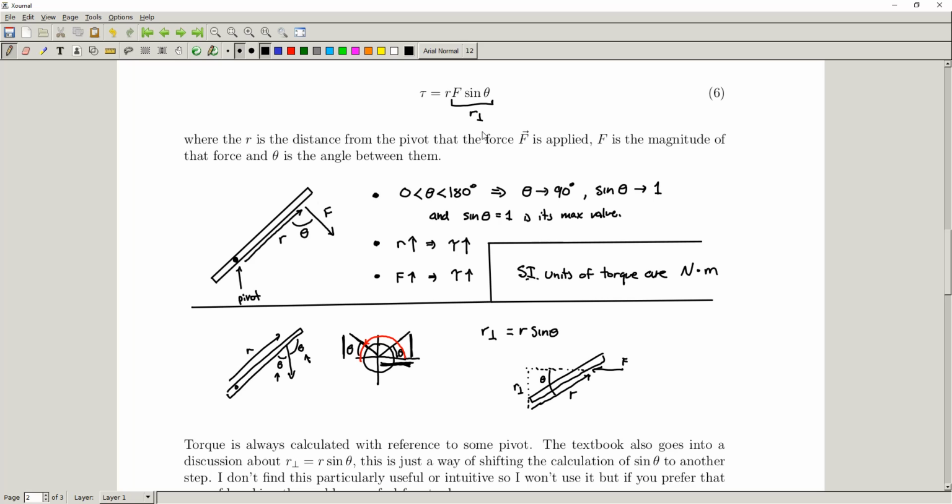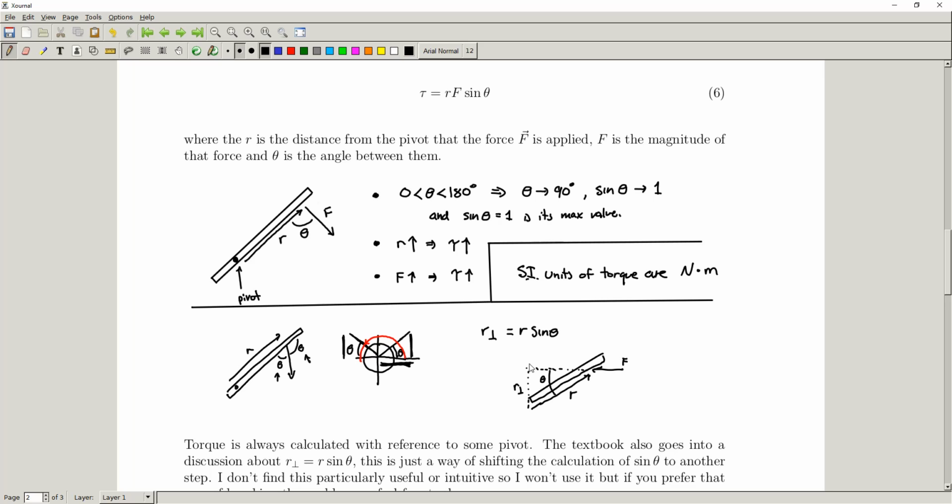Then they go on to calculate tau. I prefer to just memorize the one formula, so I only keep this in my head, and I calculate from the beginning and think about the angle rather than calculating this r perpendicular. So again, if you find it easier to calculate r perpendicular first and then go to tau, by all means feel free to do that. Or if not, just do it the way that I do it.